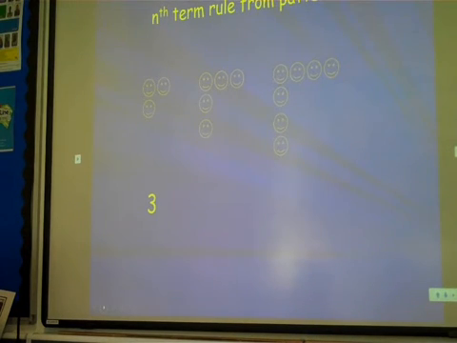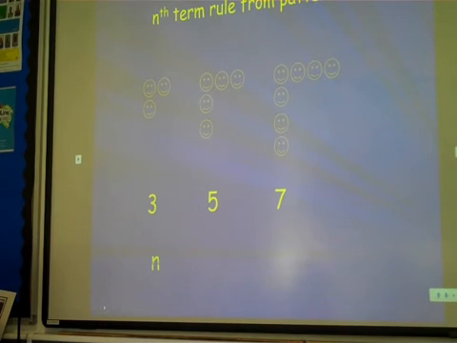So here it's smiley faces, so 3, 5, 7, and then what would that give us as the nth term rule? 3n plus 2. What's it going up in? So it'd be 2n, oops, plus 1. You're going backwards from 3 to 1. If you come back from 3 by 2, it would give you 1.